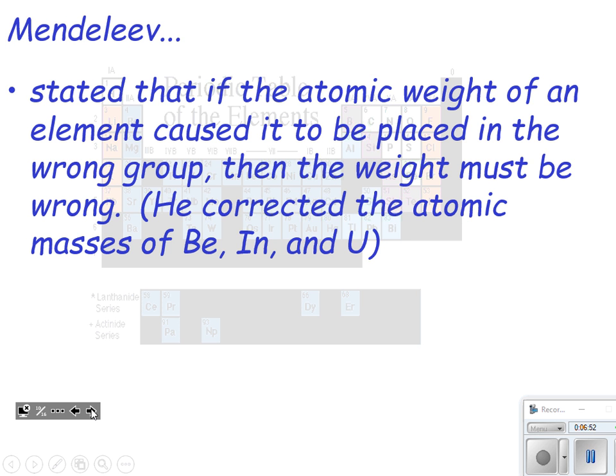126.9045. Now, look right to its left, tellurium. Tellurium has a greater mass, right? Tellurium has a greater mass than iodine.